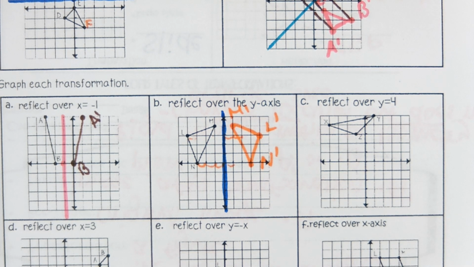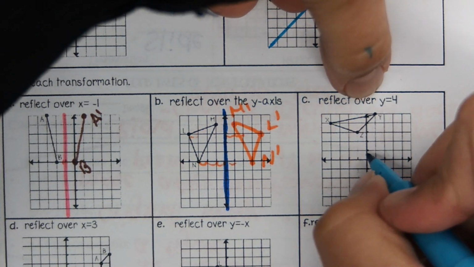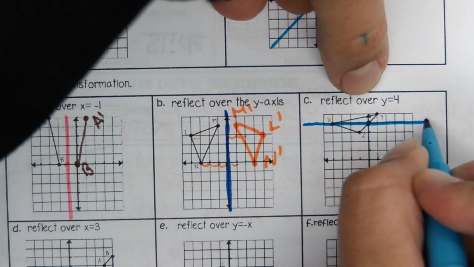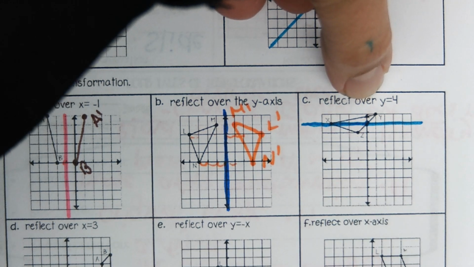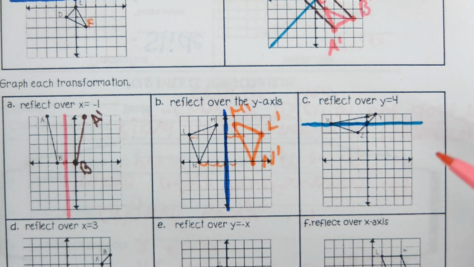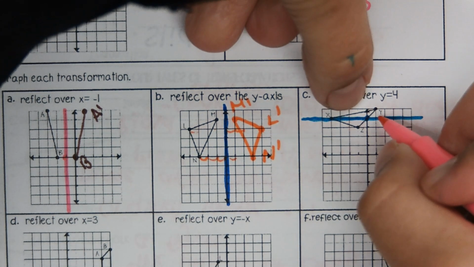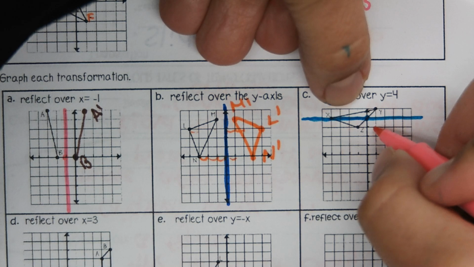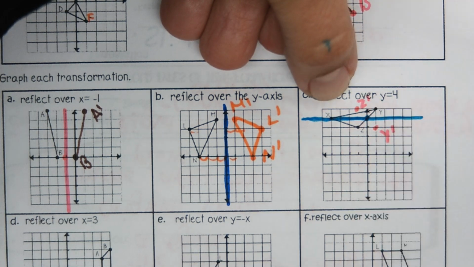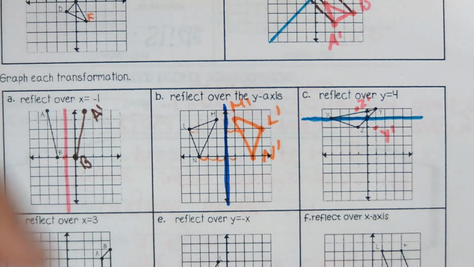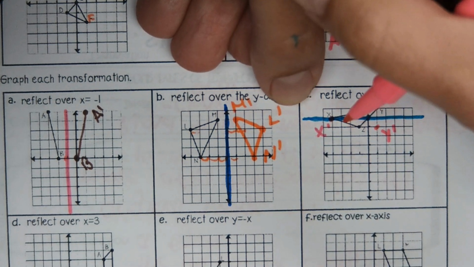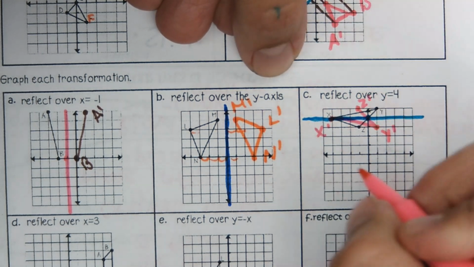Okay, C, reflect over the line y equals 4. So I find y equals 4 right here. So this is like the worst case scenario, like the hardest it could get, where the shape is on the line of reflection. For this, you just have to trust the process. You're going to just use the same process. If point Y is 1 above, just put it 1 below, Y prime. If Z is 1 below, put it 1 above on the other side of the line, and just reflect each point and trust the process. X is on the line, so its reflection, X prime, would just be on the line. And then connect your dots, and you're good.